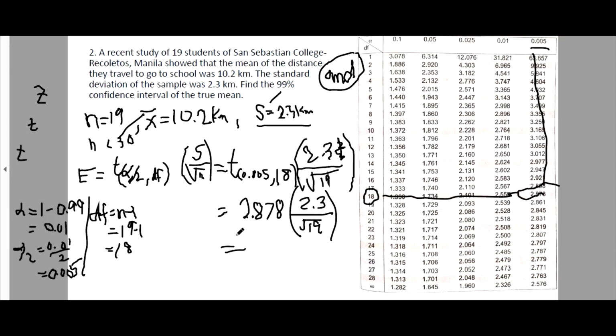So you use your calculator. This is now 2.878 times 2.3 divided by square root of 19. So the answer is 1.52.